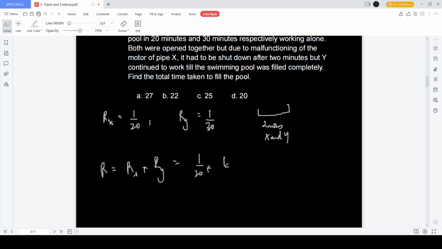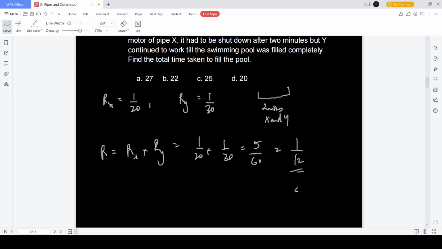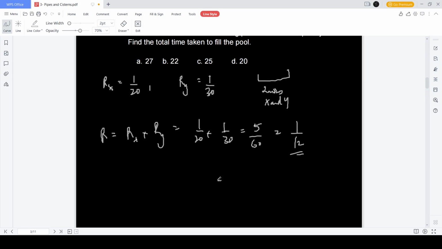So that will be 1 by 20 plus 1 by 30, which with common denominator 60 gives you 5 by 60, so this is 1 by 12. So 1 by 12th of the tank is filled every minute that X and Y work together. In 2 minutes, it's pretty obvious that 2 by 12 of the tank will be filled, that is 1 by 6 of the tank.